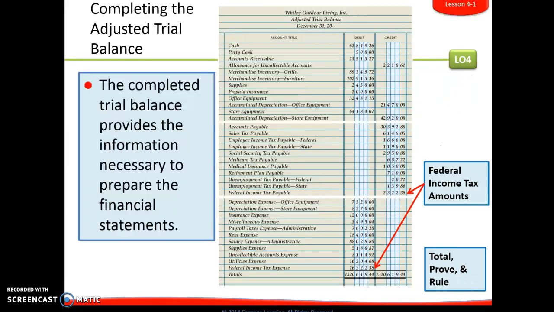So the completed trial balance provides the information necessary to prepare the financials. So once we do this adjusted trial balance, the last number that we'd put in is this federal income tax expense and the federal income tax payable. Then we're going to total and prove to make sure that debits equal credits.